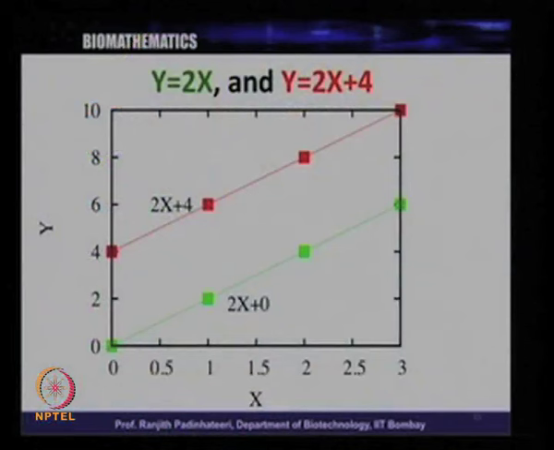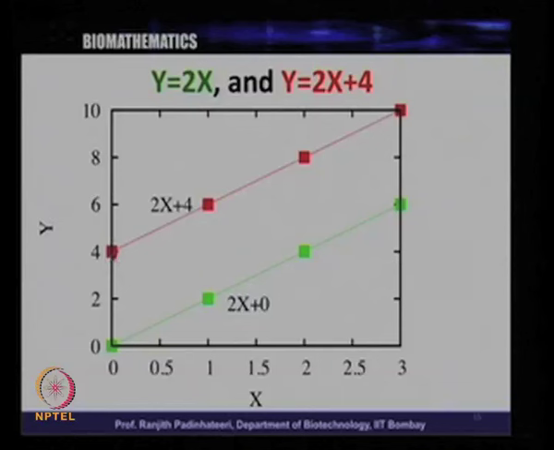So, in the next graph, what we have plotted is y is equal to 2x plus 4 in red. The red dots represent a curve which is y equal to 2x plus 4, and the green dot is the curve which we already saw, which is y is equal to 2x. So, this graph is basically a comparison between y is equal to 2x, which can be written as 2x plus 0, and y equal to 2x plus 4, which is the red dots and the line points. As you can see, at x equal to 0, the green has value 0. On the other hand, the red has value 4.